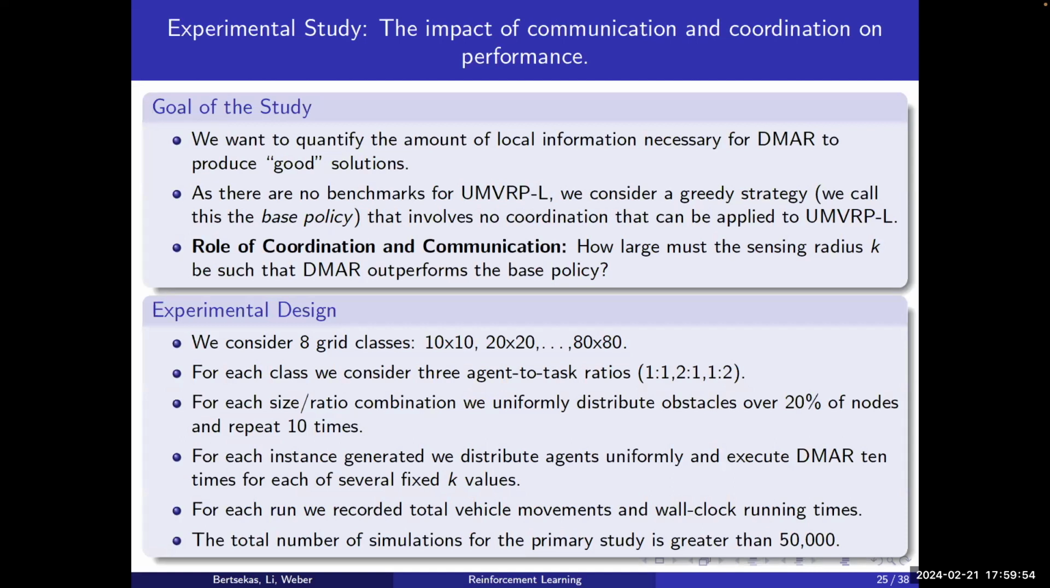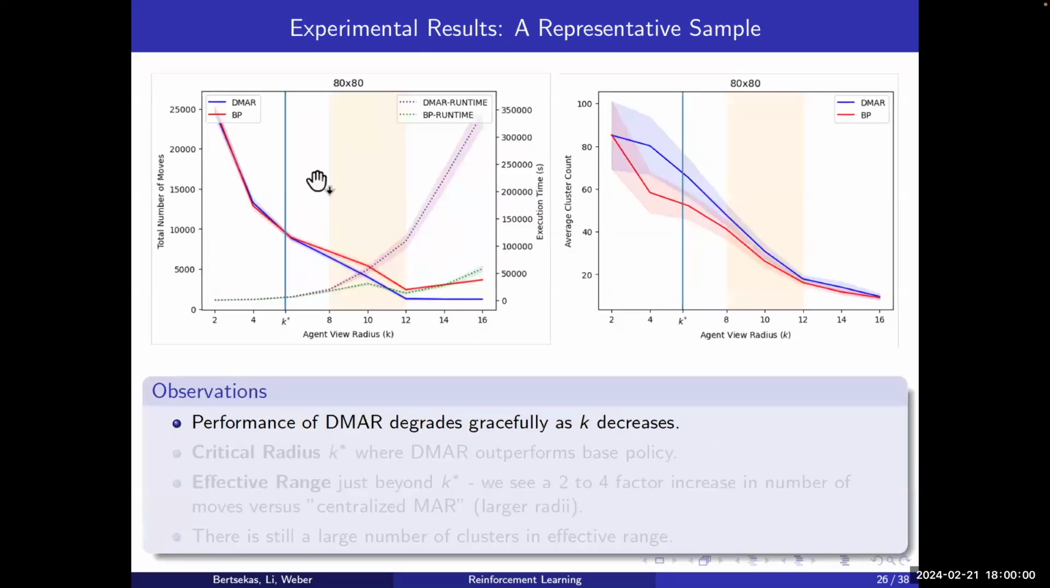Okay, so back to the study. Let's look at the results. Let me help you read this figure. Here's a representative sample. This is just looking at the 80 by 80 grids, but the other plots look like this. On the horizontal axis is the view radius. Here the view radius is small, and then it gets bigger as you move to the right. On this vertical axis is the total number of moves. For this talk, let's ignore this axis, and focus on these two curves right here.